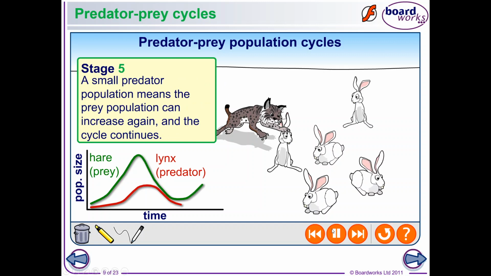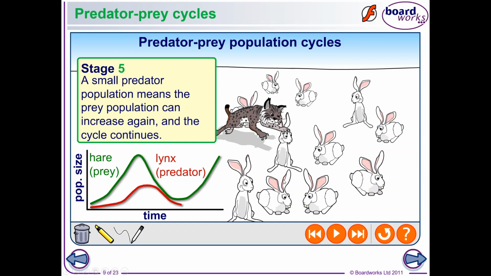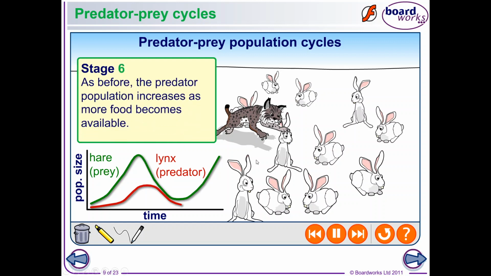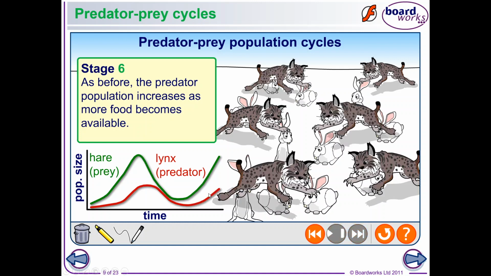Now, because there's less lynx, there can be more prey, there can be more hares because there's going to be more food for them to eat because there's not as much competition and they're not being eaten by the predators as much, so the population of hares will increase as well. And if the population of hare increases, then the population of lynx will increase as well. So this kind of shows what is going on.